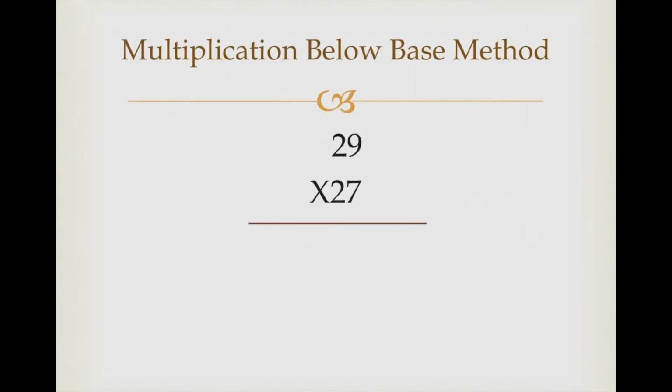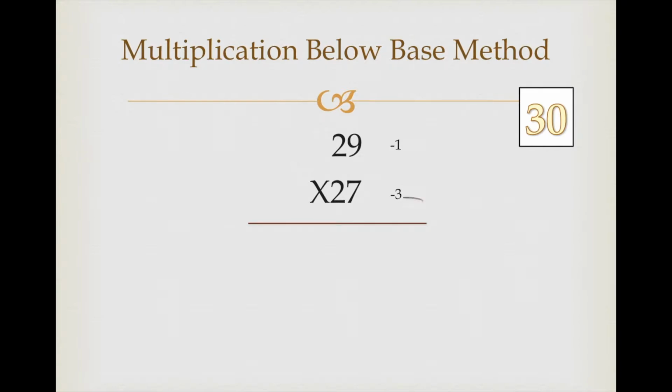In this video, we will learn how to multiply two digits when the digits are below their next space. 29 multiplied by 27. Here the base would be considered 30 because 29 is 1 less than its base. 27 is 3 less than its base 30.